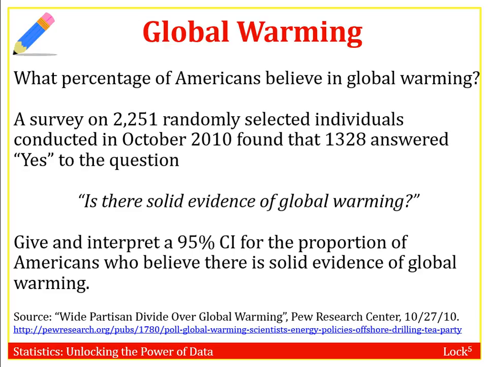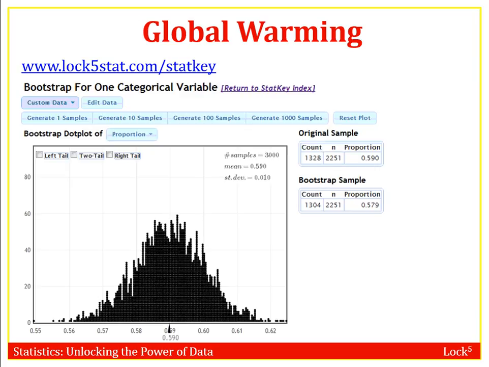So we'll go ahead and do that with StatKey. And I'll show some of this stuff with StatKey in a separate video, so don't worry about that. We enter in our original data, and then we generate many, many samples so that it tells us the standard deviation of this bootstrap sampling distribution. This is our statistic from our sample. This is what we get, which is our standard error.